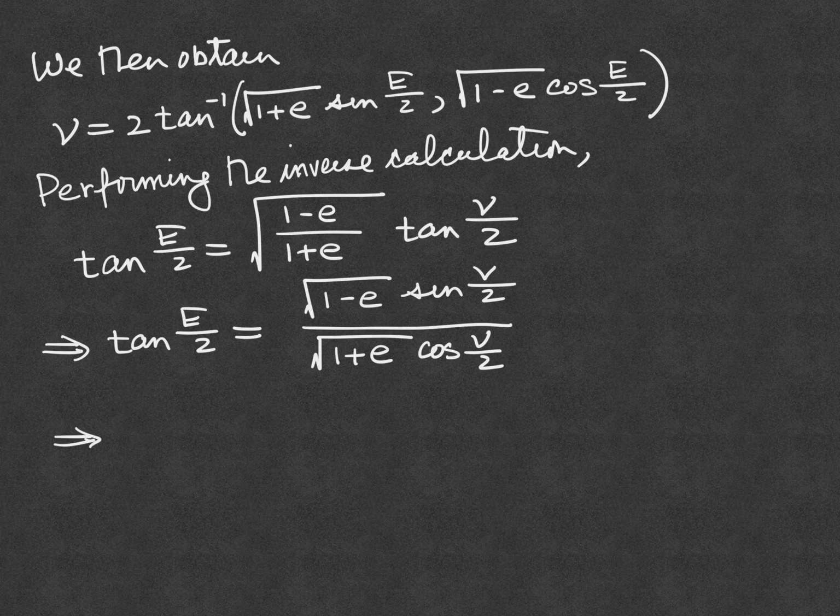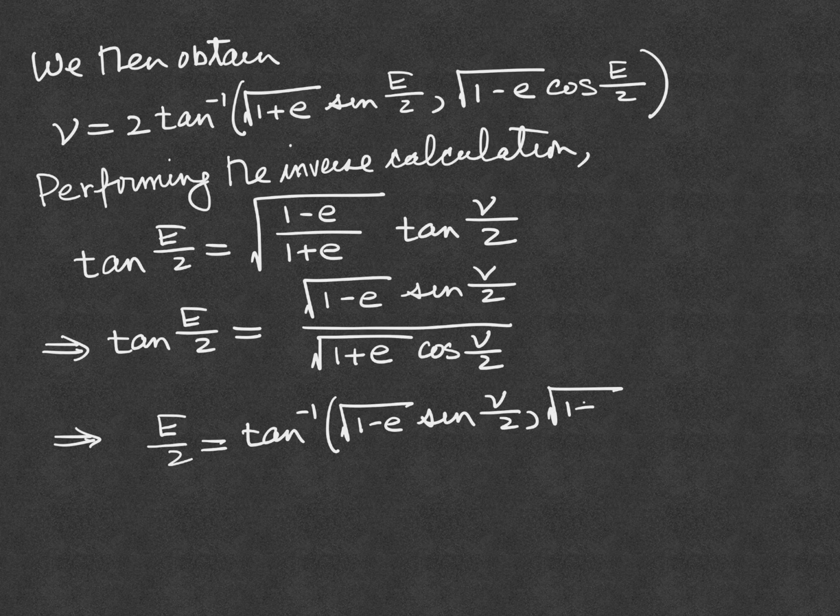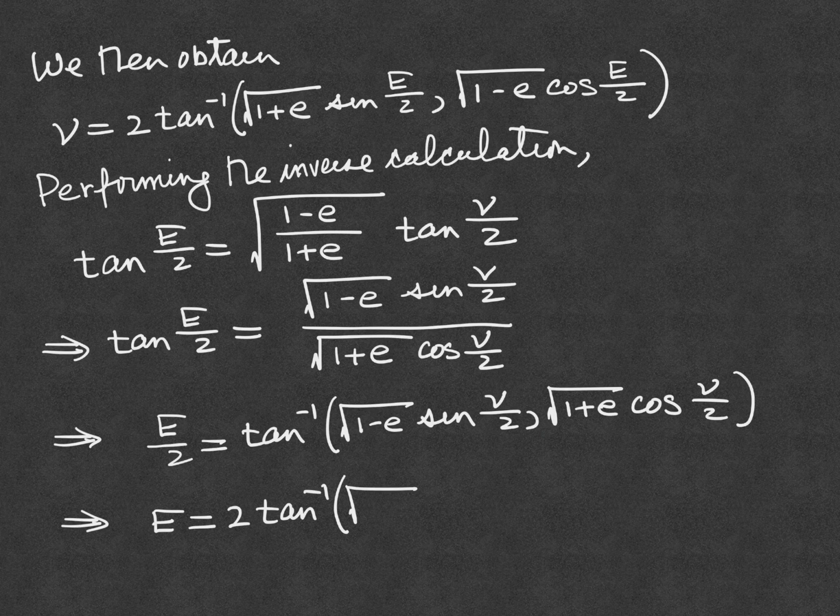And from this, we get that E over 2 is equal to the 4-quadrant inverse tangent of the square root of 1 minus e times the sine of nu over 2 and the square root of 1 plus e times the cosine of nu over 2. And then multiplying by 2 gives us that E is equal to 2 times the 4-quadrant inverse tangent of the square root of 1 minus e times the sine of nu over 2 and the square root of 1 plus e times the cosine of nu over 2.